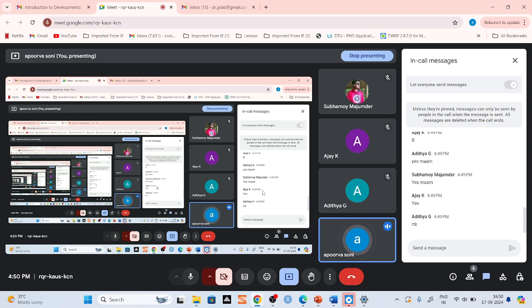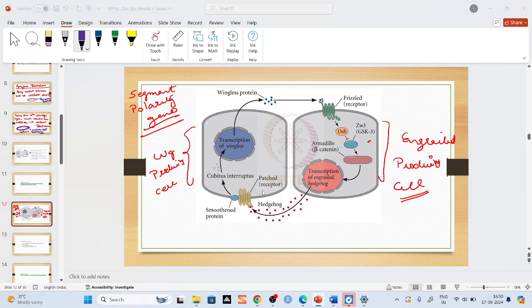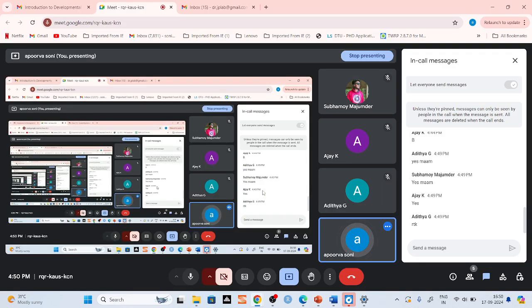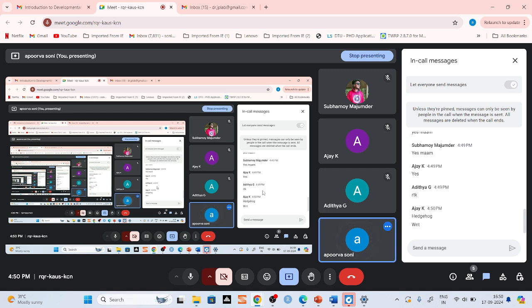If you remember, in the initial classes we discussed that there are four major pathways involved in the development of Drosophila. One was the Artica pathway. What were the other pathways? Can you guess? We studied about the Wnt pathway. Could anybody recall the Wnt pathway? What happens in the Wnt pathway?